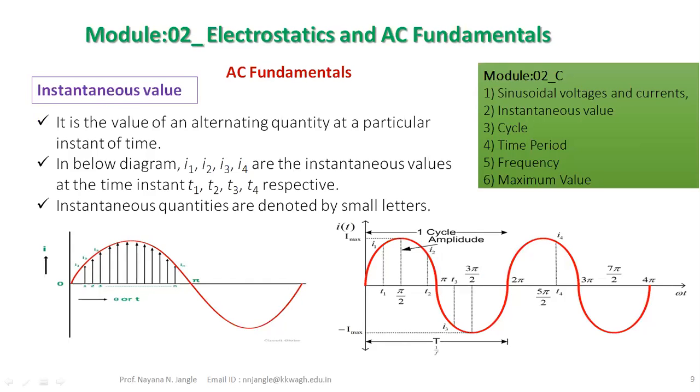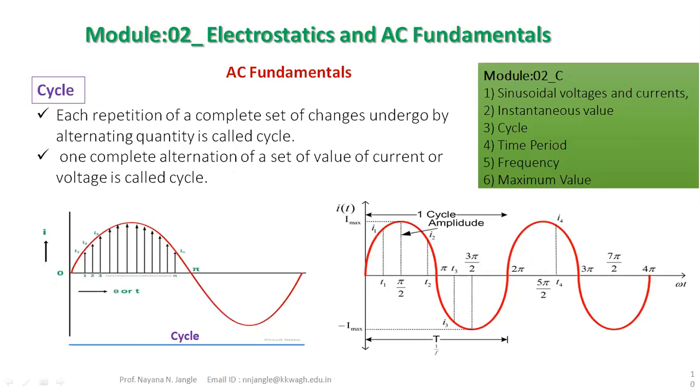So at any time or any instant, the magnitude of an alternating quantity is called the instantaneous value. Here I1, I2, I3 up to In are the instantaneous values with respect to the times T1, T2, T3 up to Tn. Instantaneous quantities are always denoted by small letters, that is small i1, small i2, small i3, etc.